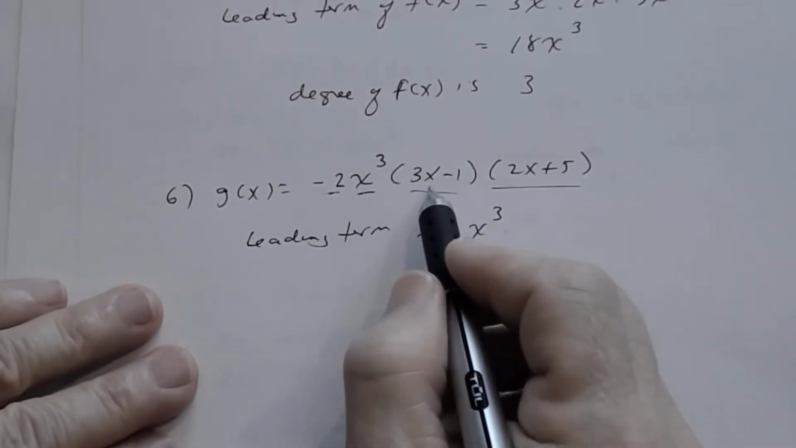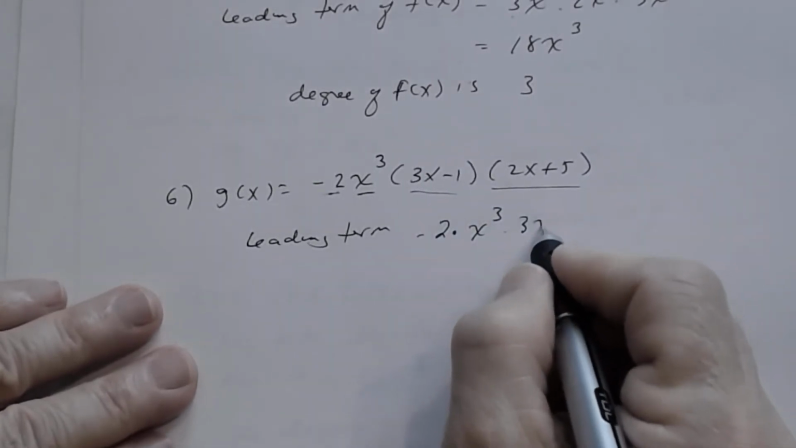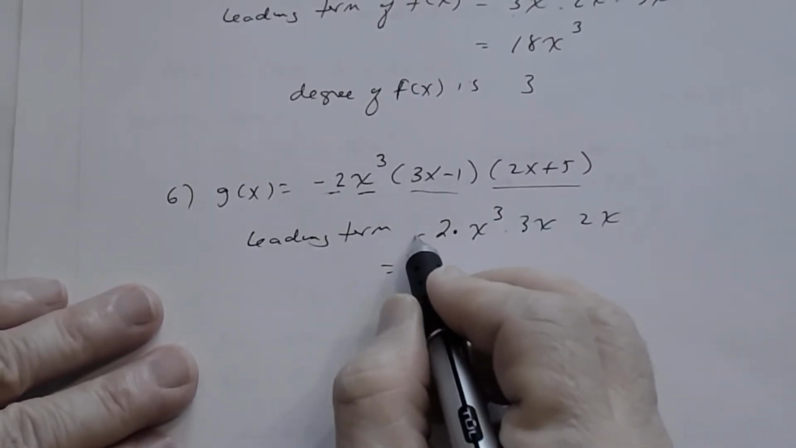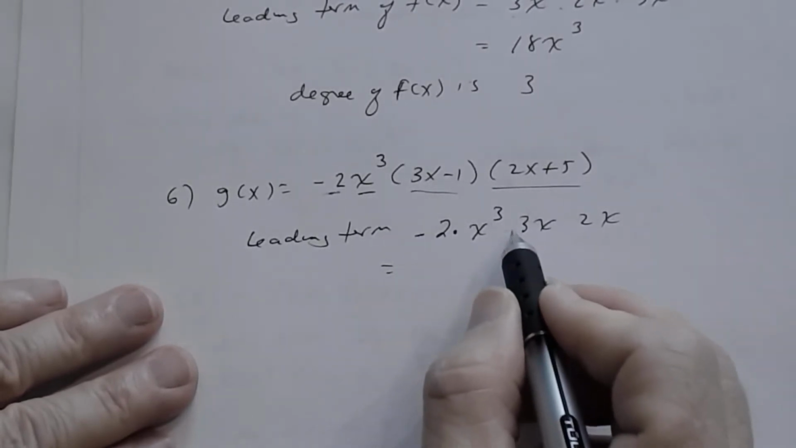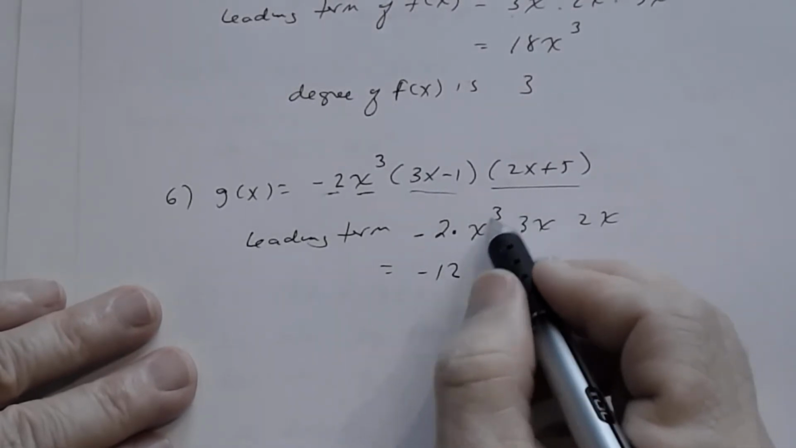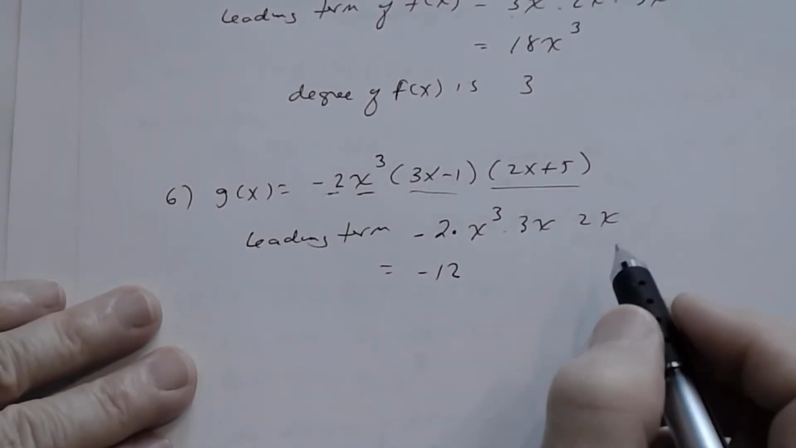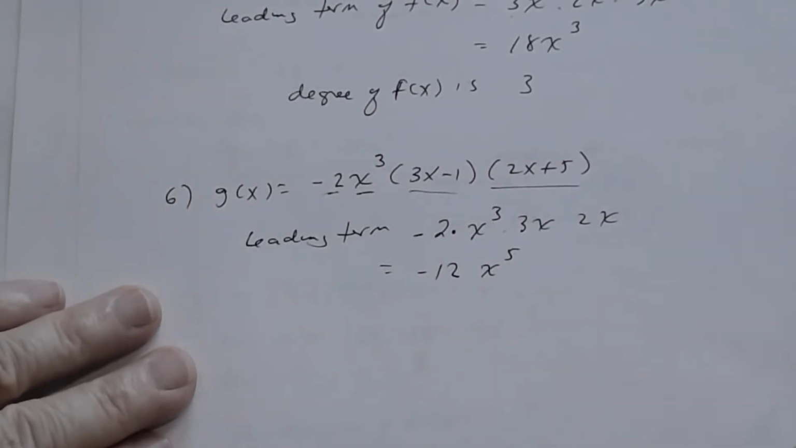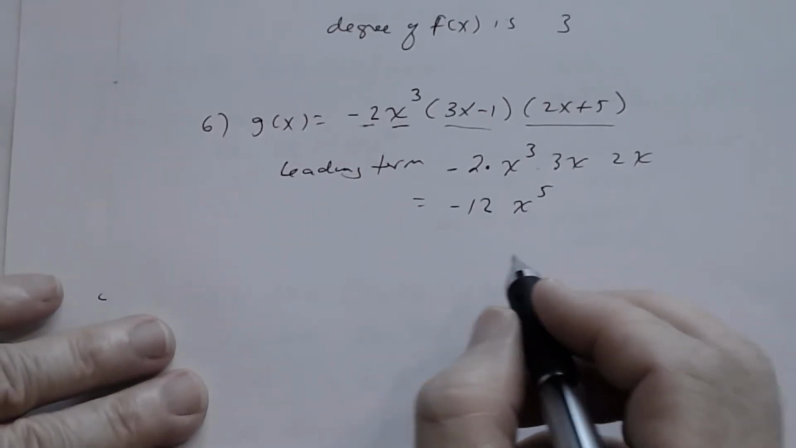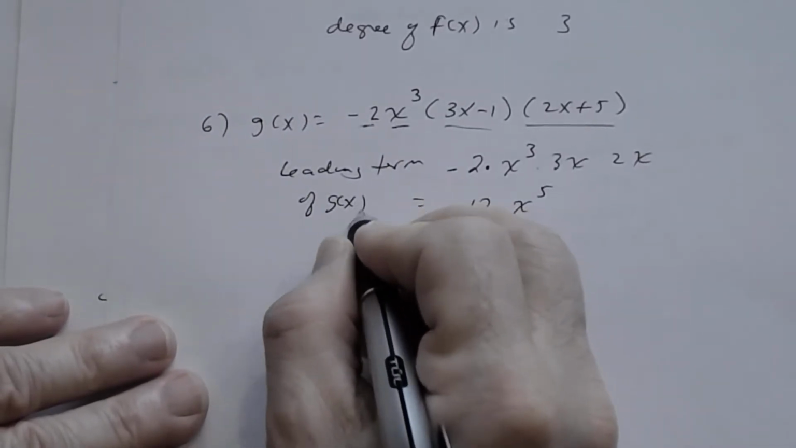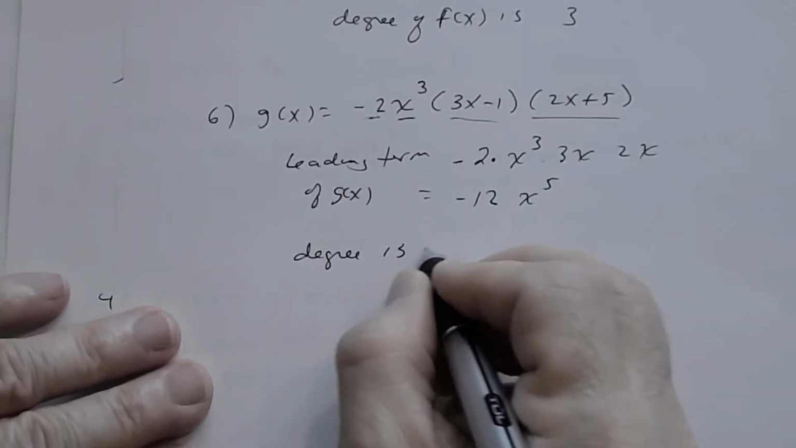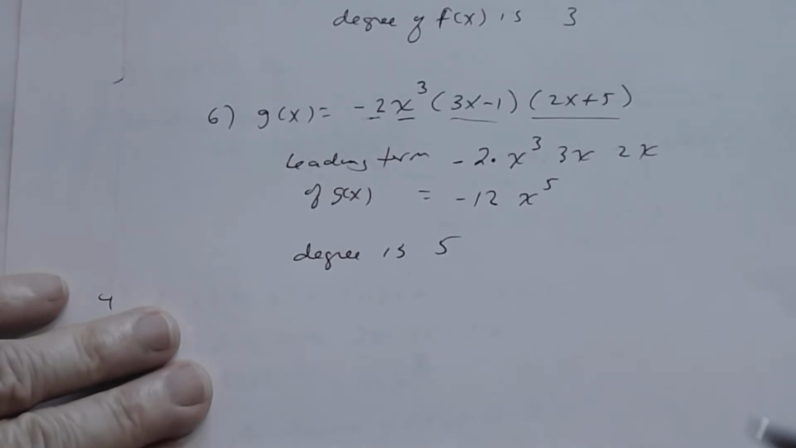So your binomial factor, the leading term is 3x. Over here, your binomial factor, the leading term is 2x. So if I multiply this out, I get a negative 2 times 3 times 2. So that's a negative 12. I get x cubed times x is x to the 5th. Okay? All right, so that's negative 12x to the 5th. That's your leading term. So the leading term of g of x is this. The degree is 5. Okay? So the degree is 5.